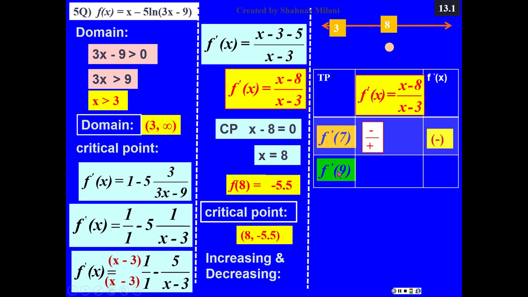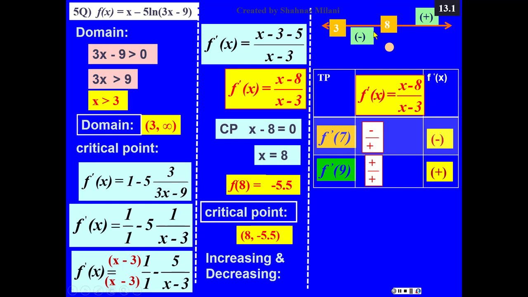If I replace the x by 9, right here, 9 minus 8 is going to be 1, which is positive. 9 minus 3, which is 6, is positive. It means positive divided by positive is going to be positive. If the answer is negative, it means decreasing. If the answer is positive, it means increasing. The left side of the 8, I'm going to mark as negative, meaning decreasing. On the right side, I mark that area as positive, meaning increasing.